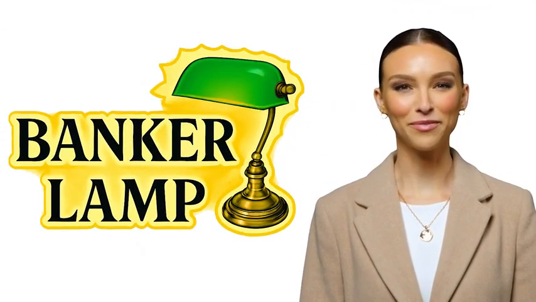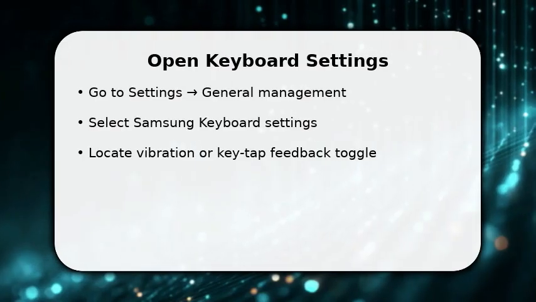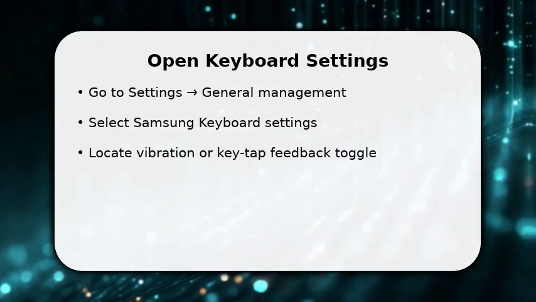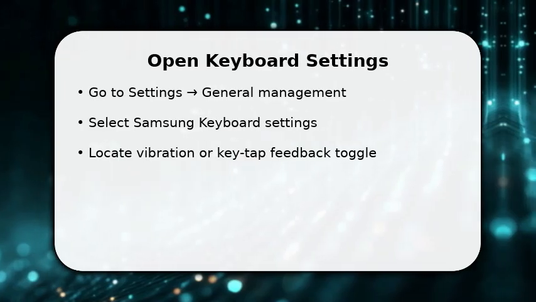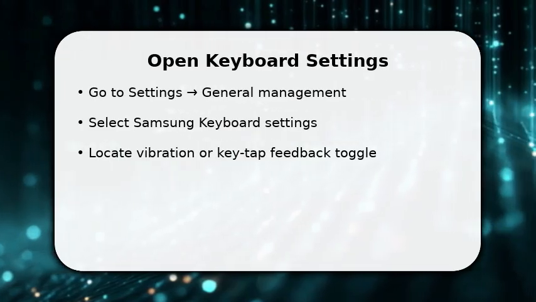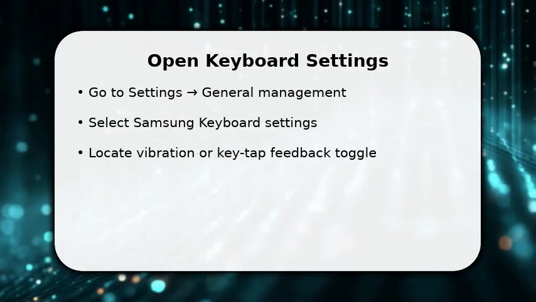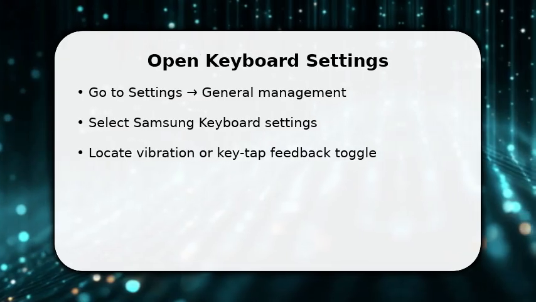Please enjoy the video. You start by opening Settings and heading straight to General Management so you don't waste time hunting menus. Once there, tap Samsung Keyboard Settings to access keyboard-specific options. You're looking for key tap feedback or vibration on key press. This is the control that makes the phone buzz when you type.